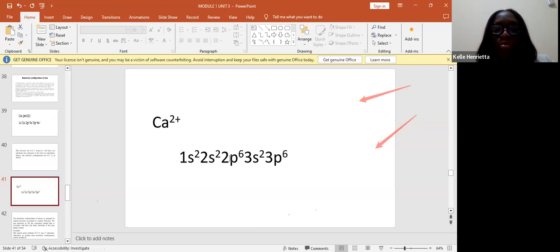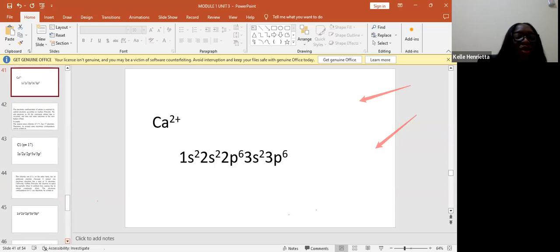1s2, 2s2, 2p6, 3s2, and 3p6, because this one now is the calcium cation. Because you can be asked to write the electronic configuration of maybe compound X, which loses a number of electrons, and write the electronic configuration of its ion, so that you'll be able to understand. This one is for a cation that has lost electrons.